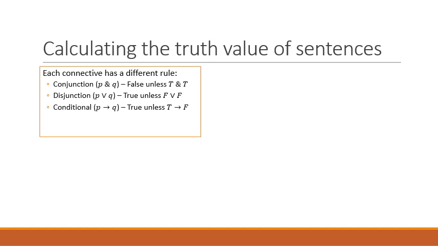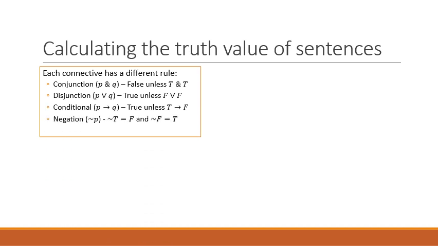So again, the only situation in which we care about conditionals being false is where you have true arrow false. So every other situation, like false arrow false and false arrow true and true arrow true, they're going to turn out to be true. So that's the rule. It's usually true, unless that one condition. So all the binaries are like this.